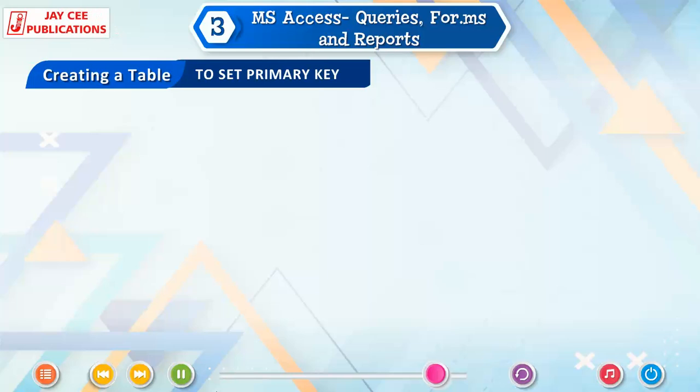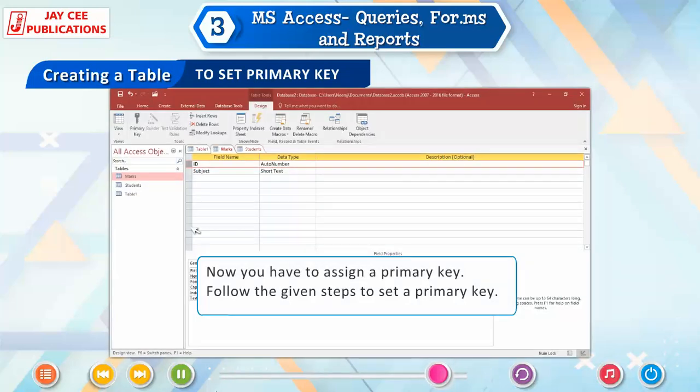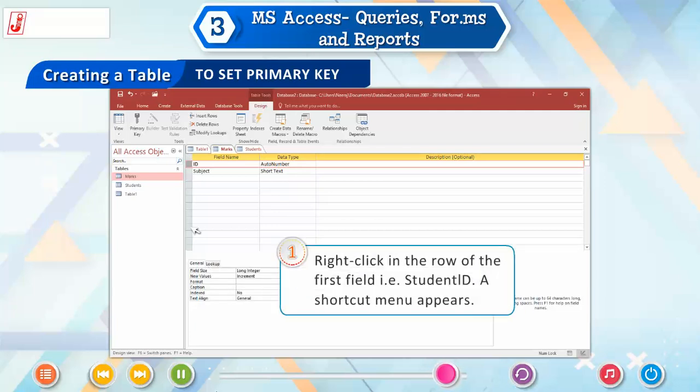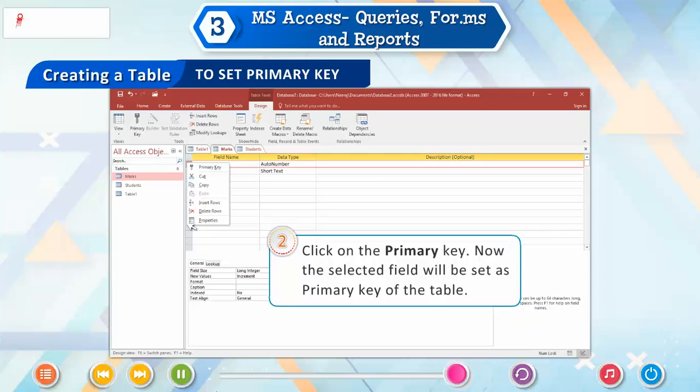To set primary key. Now you have to assign a primary key. Follow the given steps to set a primary key. 1. Right-click in the row of the first field, that is Student ID. A shortcut menu appears. 2. Click on the primary key. Now the selected field will be set as primary key of the table.